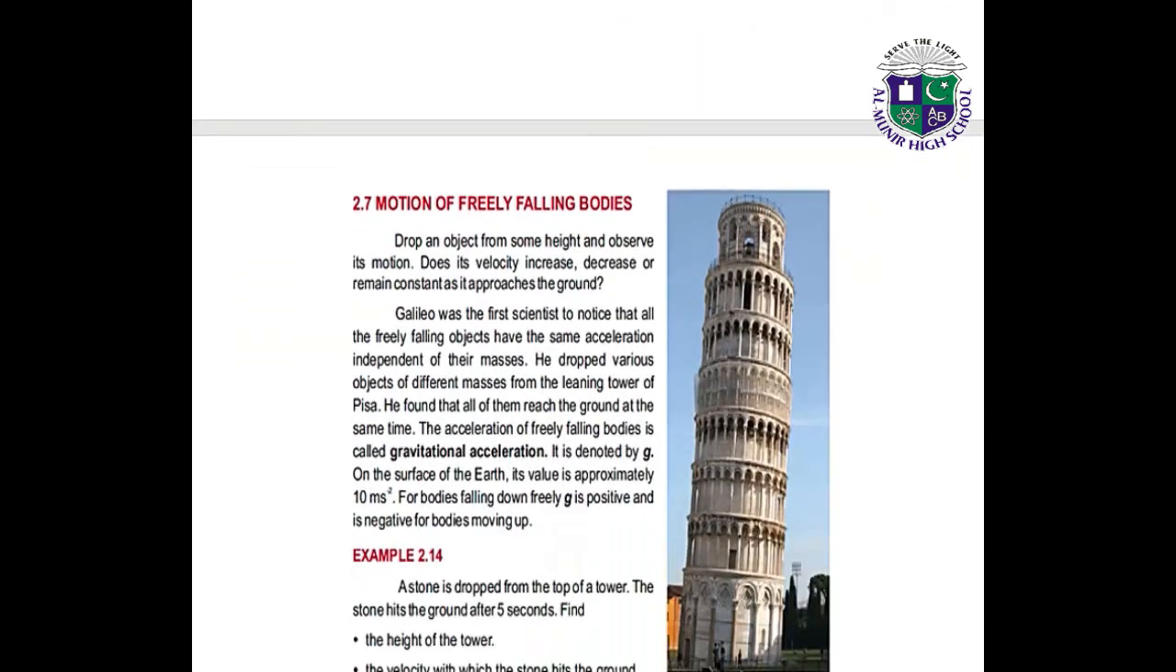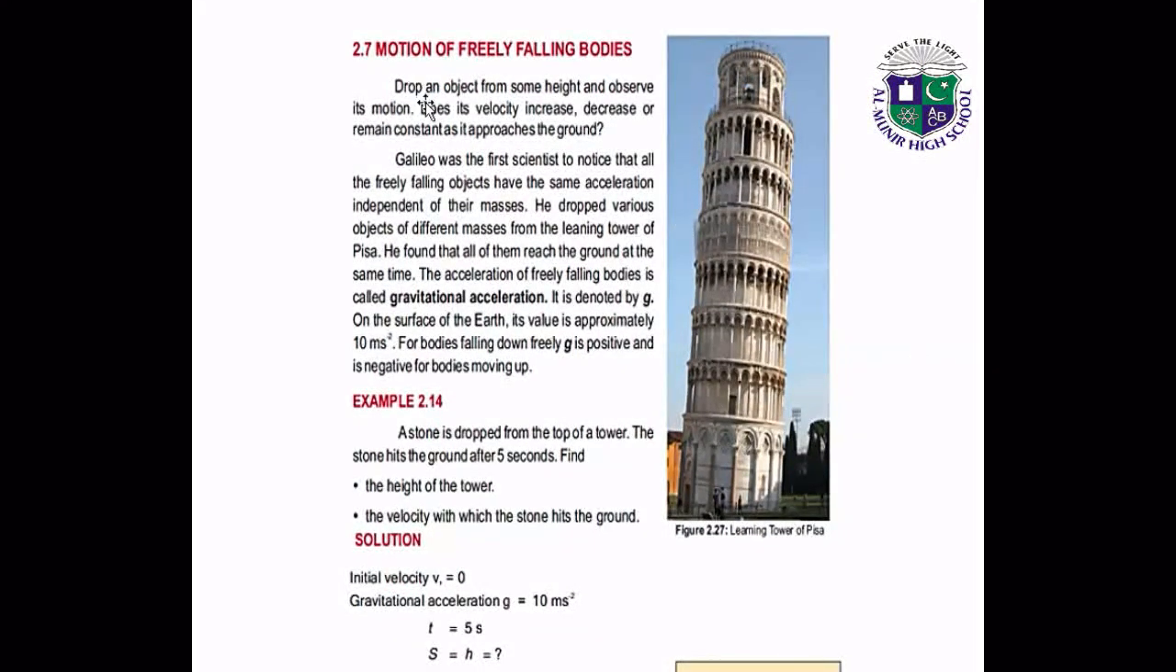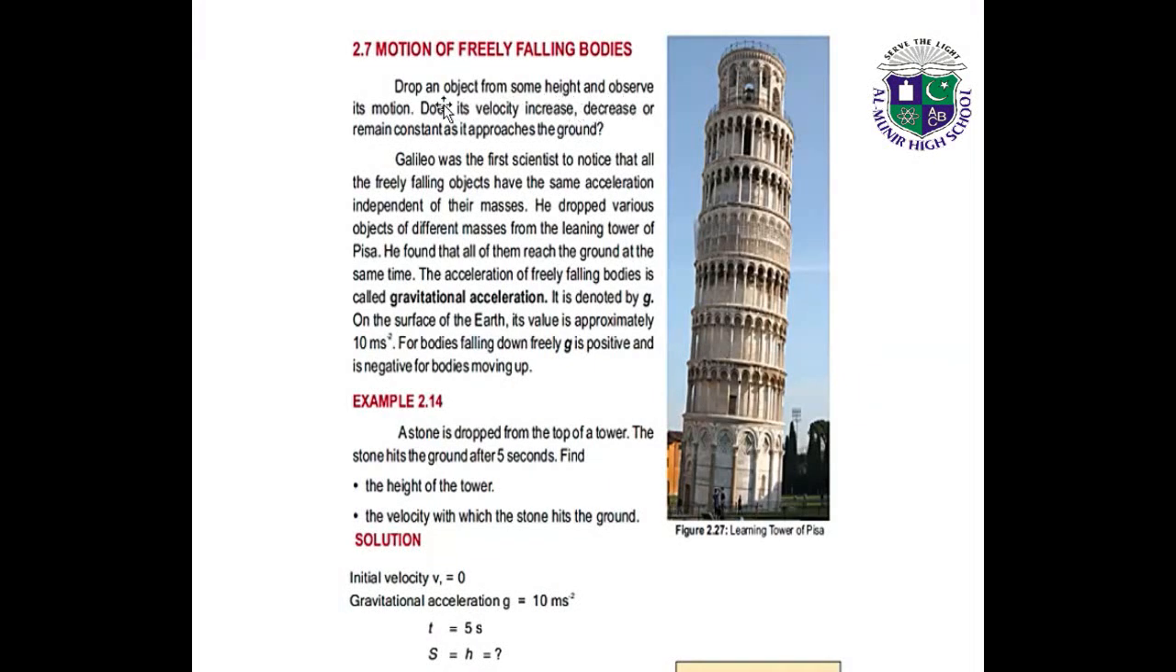Motion of freely falling bodies: drop an object from some height and observe its motion. Does its velocity increase, decrease, or remain constant as it approaches the ground? Galileo was the first scientist to notice that all freely falling objects have the same acceleration independent of their masses. He dropped various objects of different masses from the Leaning Tower of Pisa. He found that all of them reached the ground at the same time.